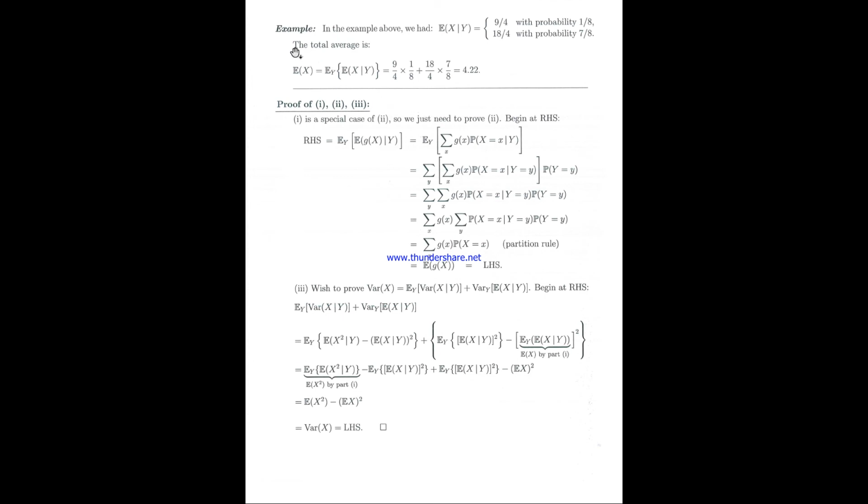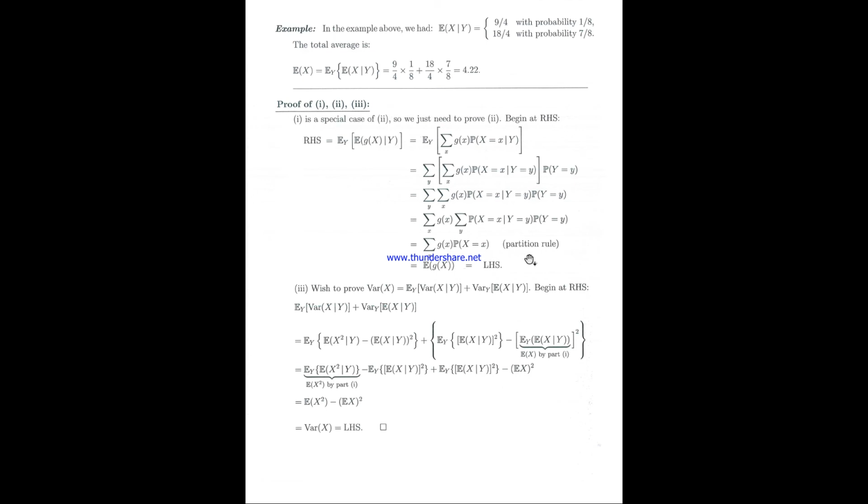So if I'm going to find the total average value, I can find the expected value of x. One possible value for the expected value of x given y is 9 over 4 with probability 1 over 8, plus the other possible value, 8 over 4, with probability 7 over 8. So this will give us the expectation of random variable x.